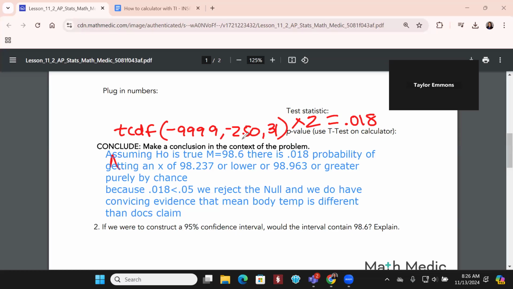What is the test statistic? T equals negative 2.50. So you round it to a small negative 2.49. Yeah, negative 2.50. Round it.